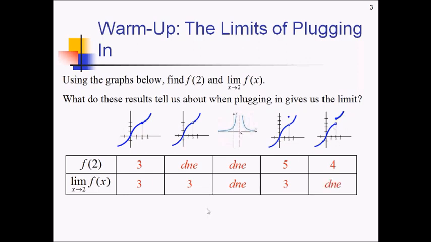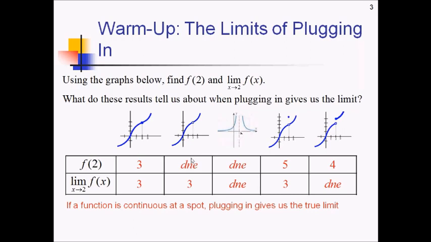So what does this tell us about the relationship between plugging in and finding limits? Well, over here on this continuous function, we ended up with the same function value and limit, because if your function's continuous, then where you end up and where you're going end up being the same thing. So in general, we can conclude if a function is continuous at a spot, plugging in is going to give us the true limit.